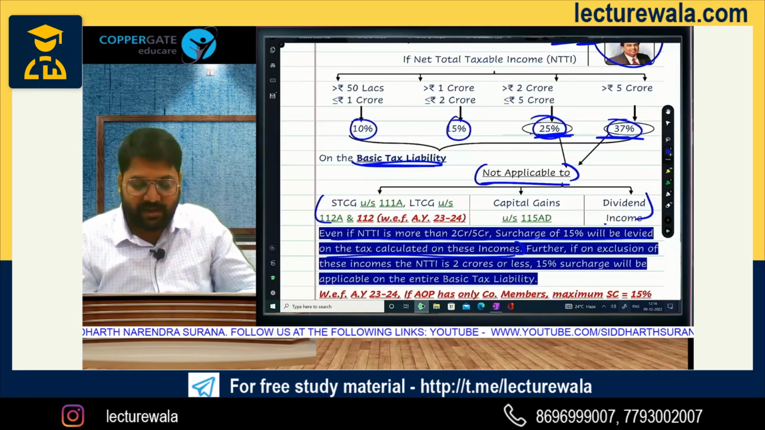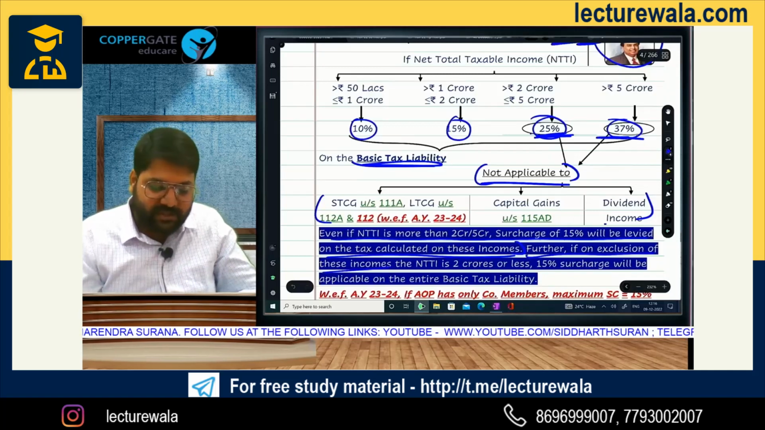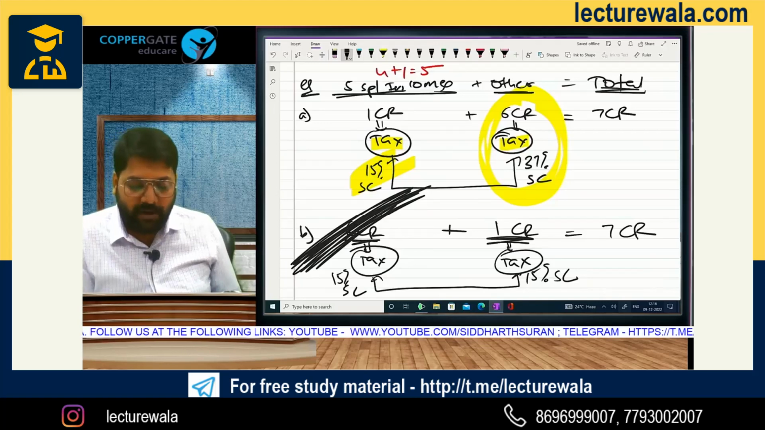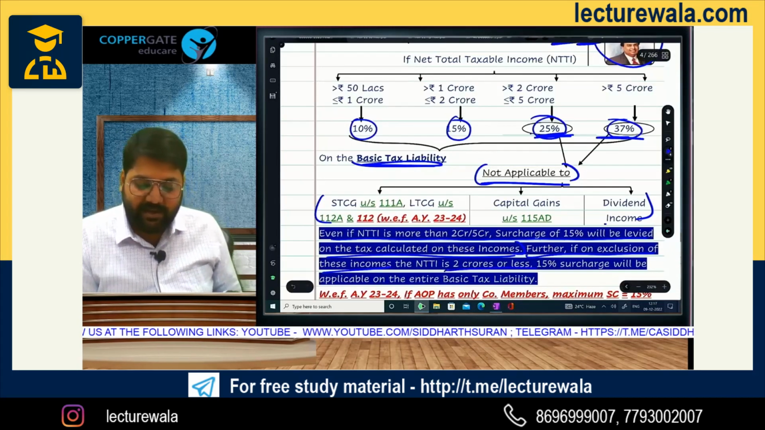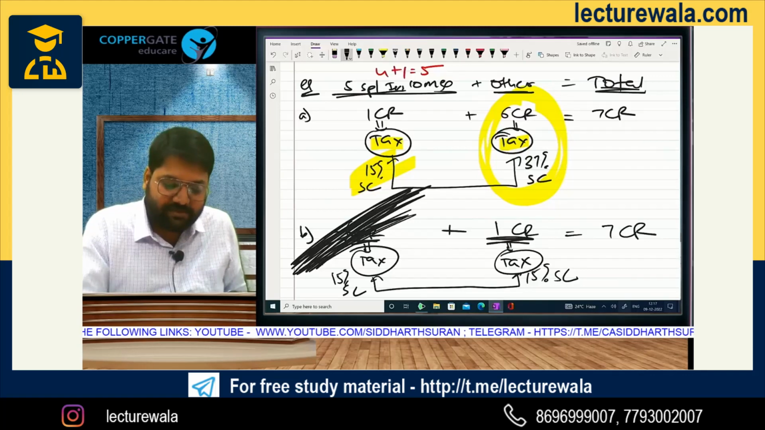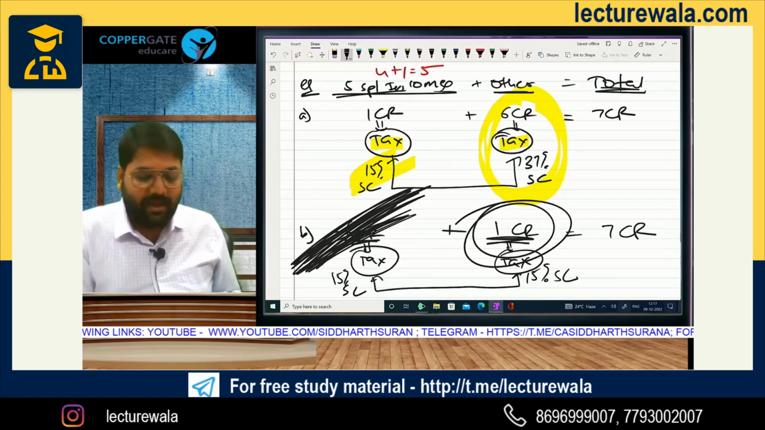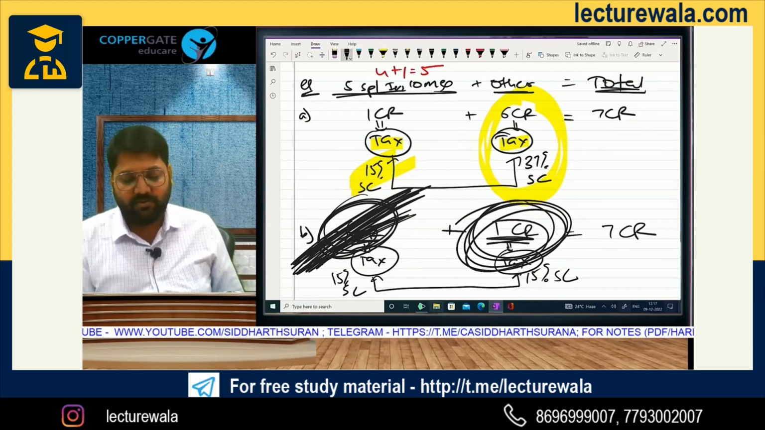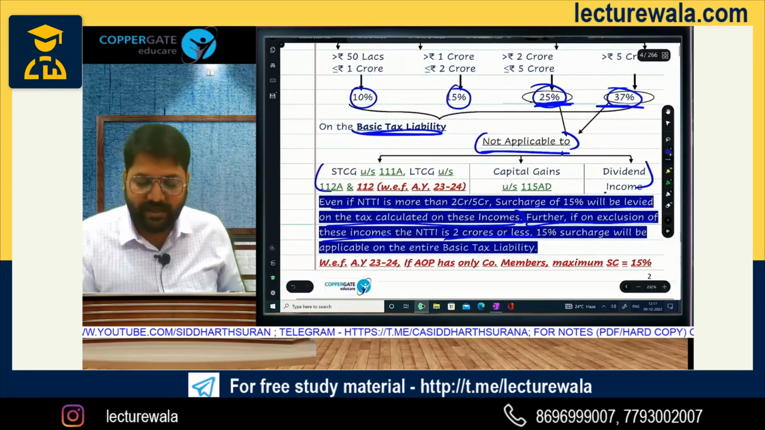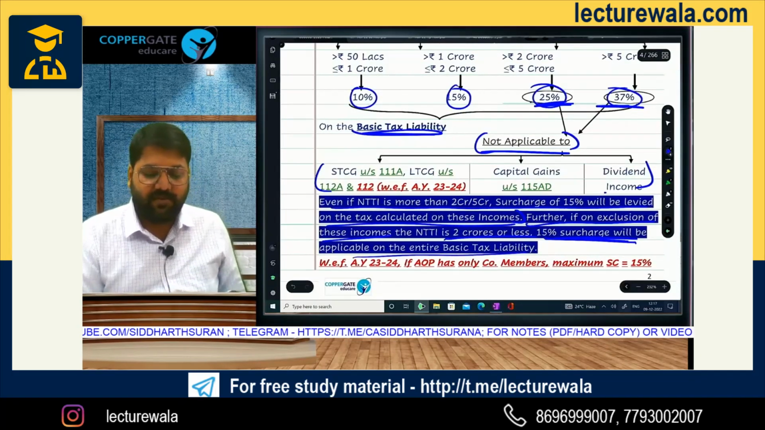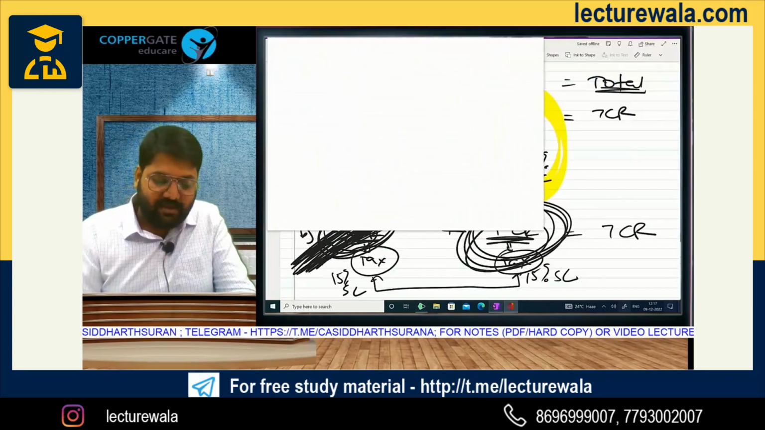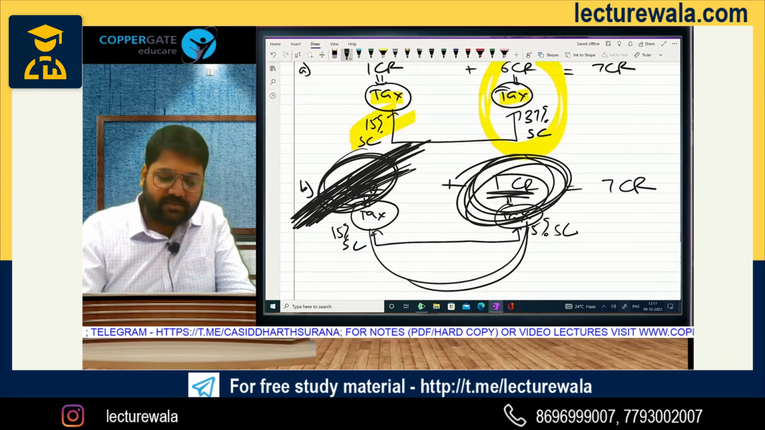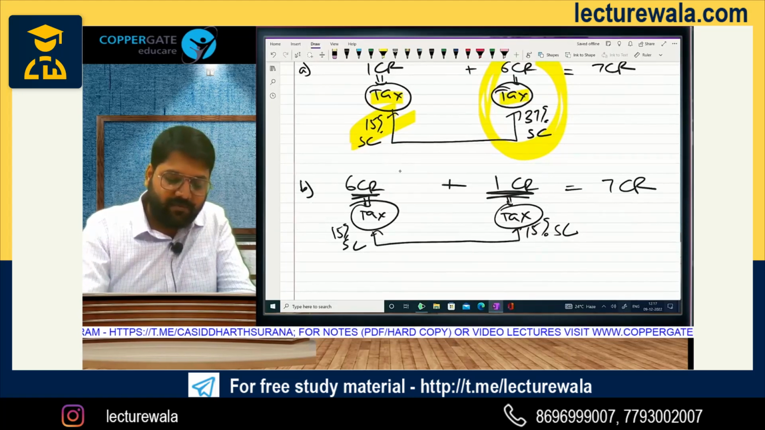Now let's read what is the second line. If on exclusion of these incomes, exclude these incomes, the NTTI is 2 crore or less. Once I exclude these incomes, is my NTTI 2 crore or less? If on exclusion of these incomes, my NTTI is 2 crore or less, then 15% surcharge will be applied on entire basic tax. Whether this tax or this tax, fully it will be 15%.